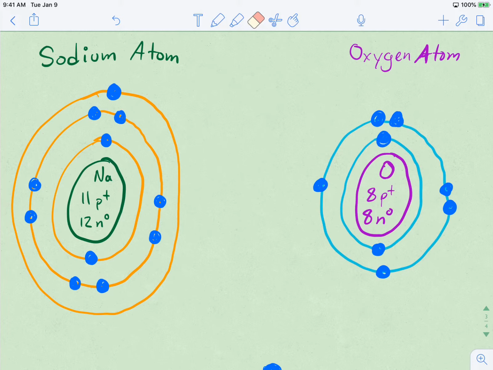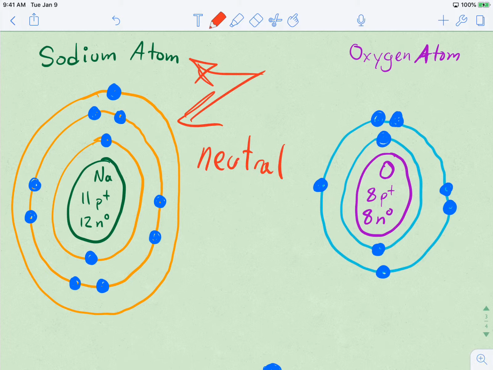Let's imagine that we have element number 11, sodium, and it's in its atomic form. When it's an atom, it's neutral, so it has an even number of positives and negatives that balance out to zero charge. We see our positives with our protons in the middle, and our negatives with our blue electrons all around the orange energy levels. If you count all those blues, you will count 11 to balance out the 11 positive protons.